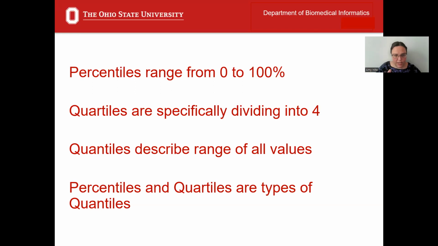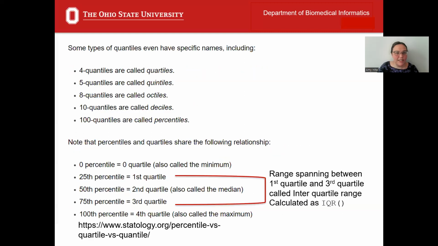Quantiles. Quantiles are those 25%. Might have that flipped. And percentiles and quartiles are both types of quantiles. It's very confusing, but the most important here, this is a nice summary. If you divide into 4, it's quartiles. You divide into 5, it's quintiles. 8 is octiles. 10 is deciles. They're like decades. And 100 is percentiles.